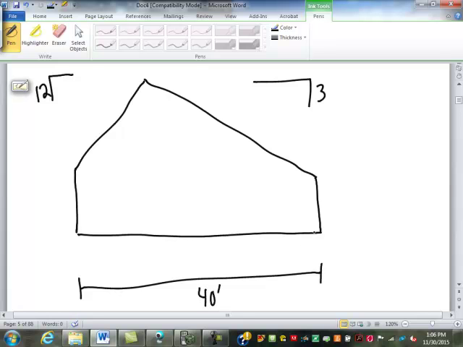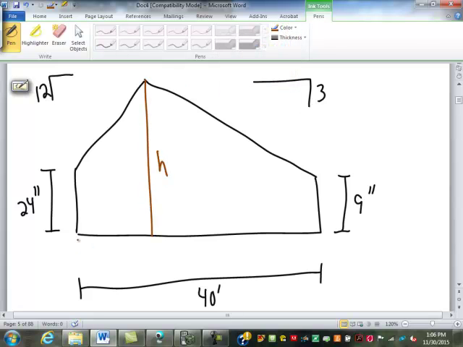So we've got a 12-12 on one side, a 3-12 on the other, and we've got a 40-foot span. We have a 24-inch heel on this side, and we have a 9-inch heel on this side. In your notes, you guys need to find for me H, X, and Y.